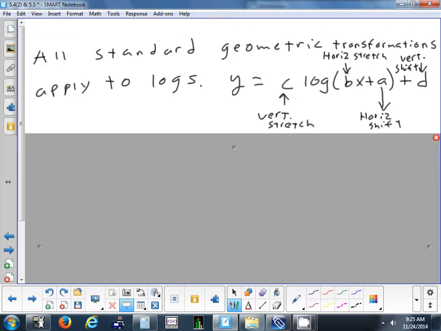A and B do the opposite of what you would expect. Positive would shift it left, negative would shift it right. Bigger numbers make the graph more compressed. Smaller numbers make the graph more stretched for B. C and D do what you would expect. For C, bigger number stretches bigger, smaller number compresses smaller. For D, positive shifts up, negative shifts down. It's exactly the same.